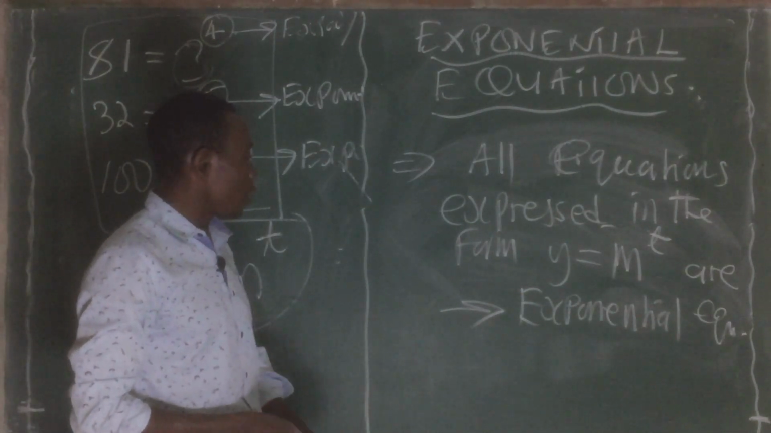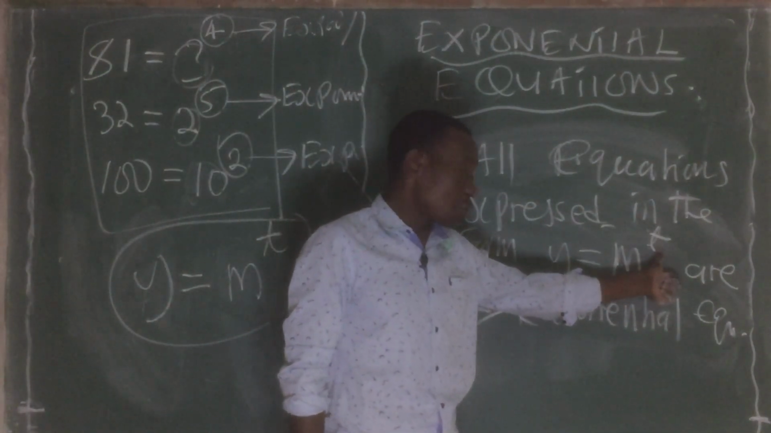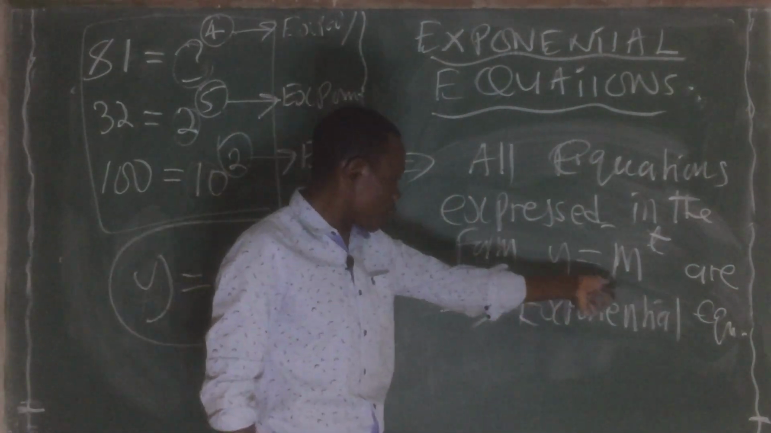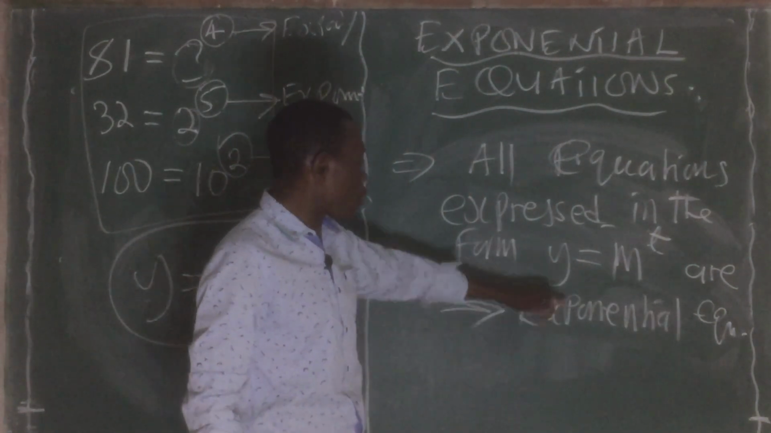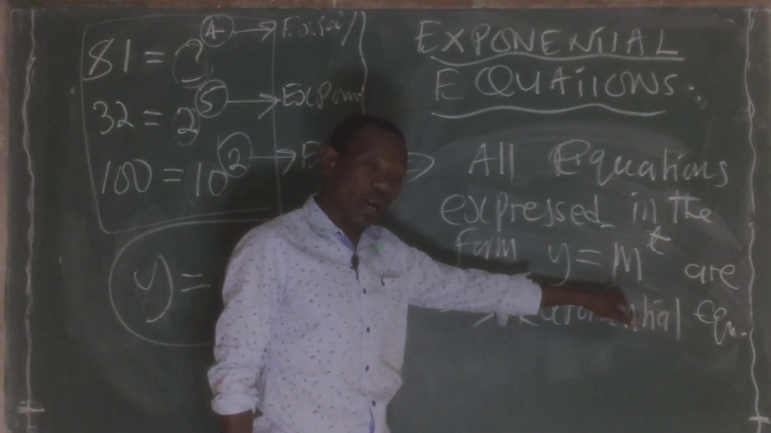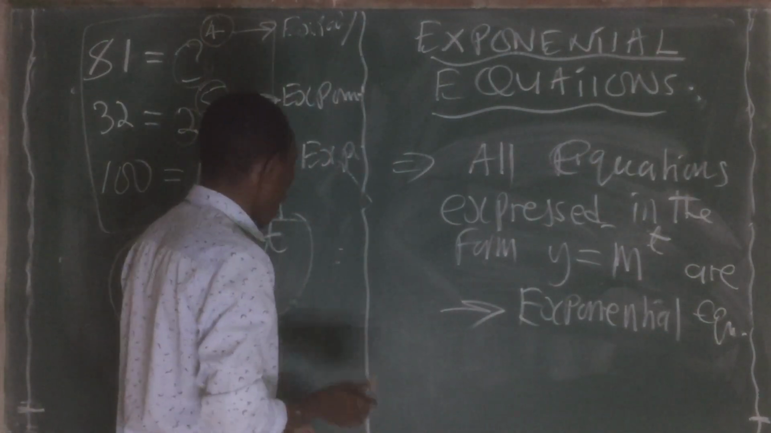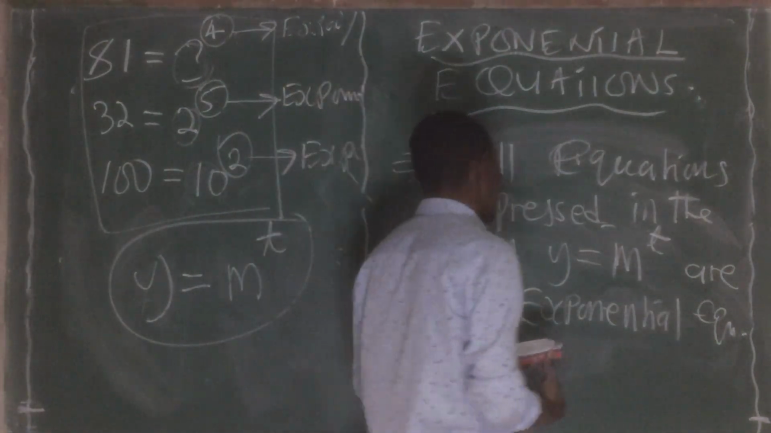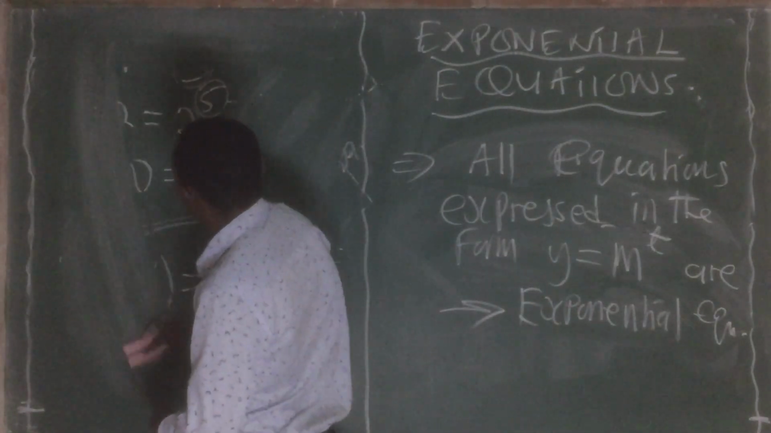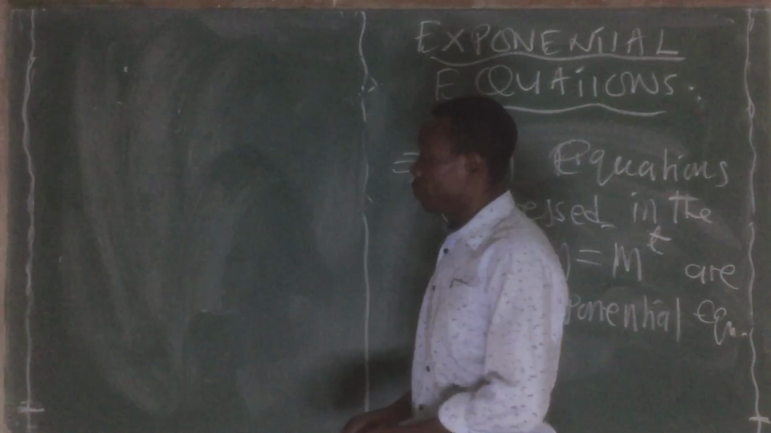Suppose I'm asked here to find the value of t in this equation. How can I find the value of t, which is an exponent? And in the same equation, I may be asked to find the value of y. How do I do it? Or maybe I would like to find the value of m. How can I find it? So here I'll give you at least two examples that should help us know how we can solve such presentations of equations.